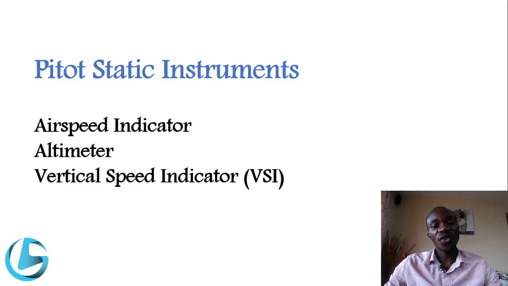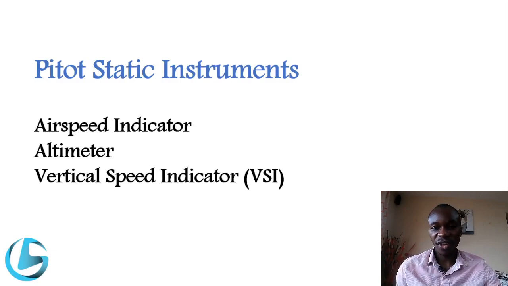Basically, it shows the speed of an aircraft by measuring the pressure difference between the ram pressure, that is the pitot pressure, and the static pressure. The static pressure is the pressure of the air surrounding the aircraft, basically the ambient air. And the pitot pressure is the pressure as the aircraft moves forward, the pressure that rams into the pitot tube.